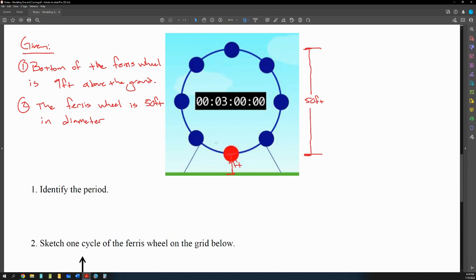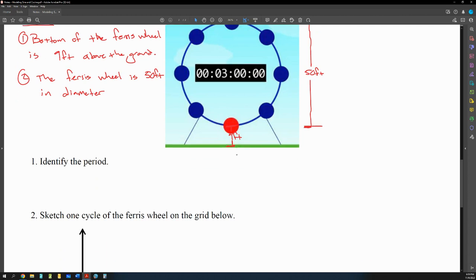So we can deduce that between each position, there must be 5 seconds. Okay, now if there are 1, 2, 3, 4, 5, 6, 7, 8 positions total, and it takes 5 seconds to move from position to position, then for one full rotation around the Ferris wheel, it takes 8 times 5 seconds or 40 seconds. So the period, the length of one rotation, is 40 seconds.